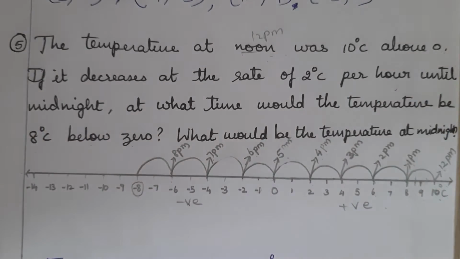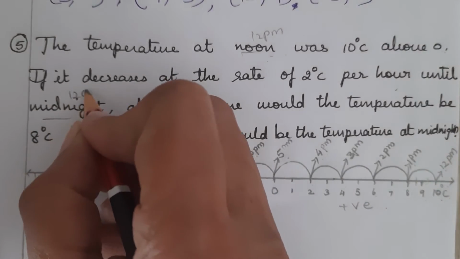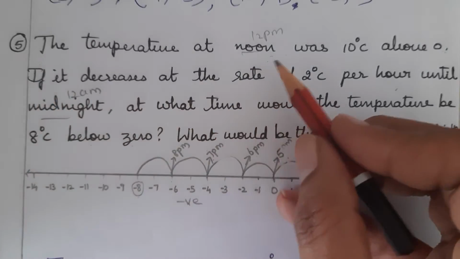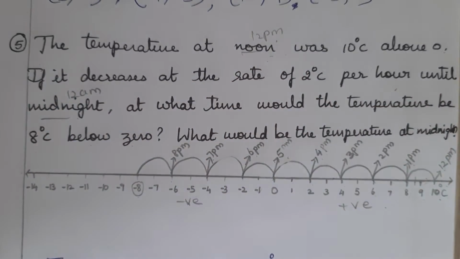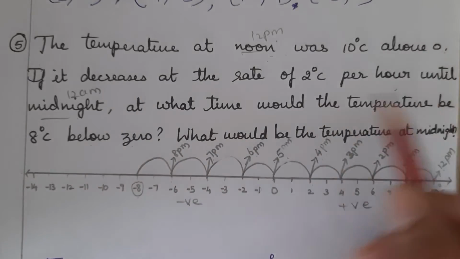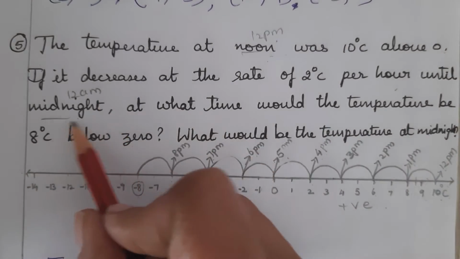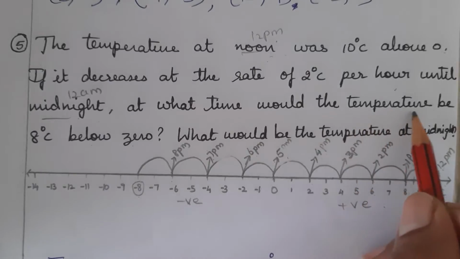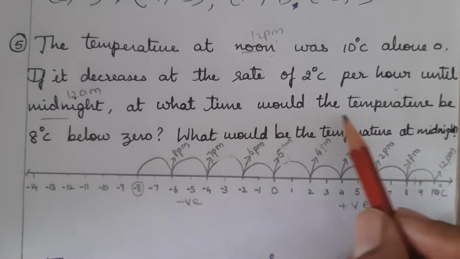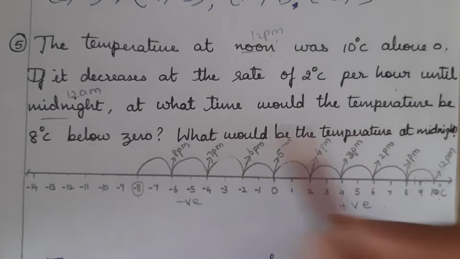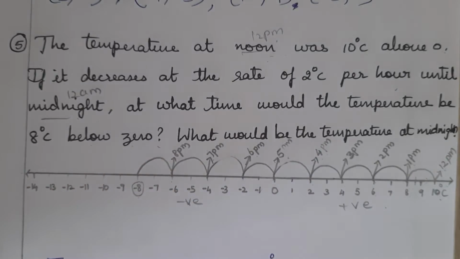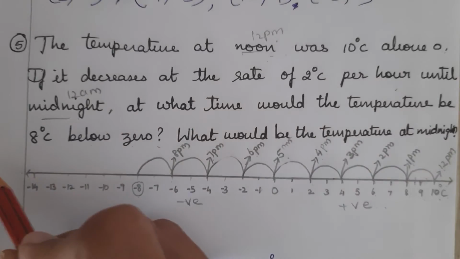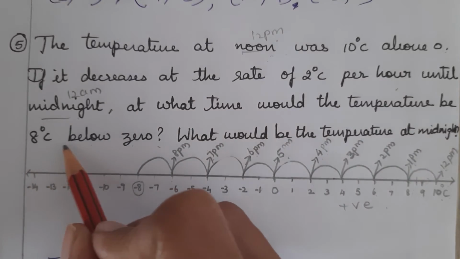Okay, midnight means it's 12 a.m. Okay, until midnight. Alright, so the temperature keeps decreasing from 12 p.m. to 12 a.m., that is for 12 hours. At what time would the temperature be 8 degrees Celsius below 0? So the first question is, at what time will the temperature become 8 degrees Celsius below 0.